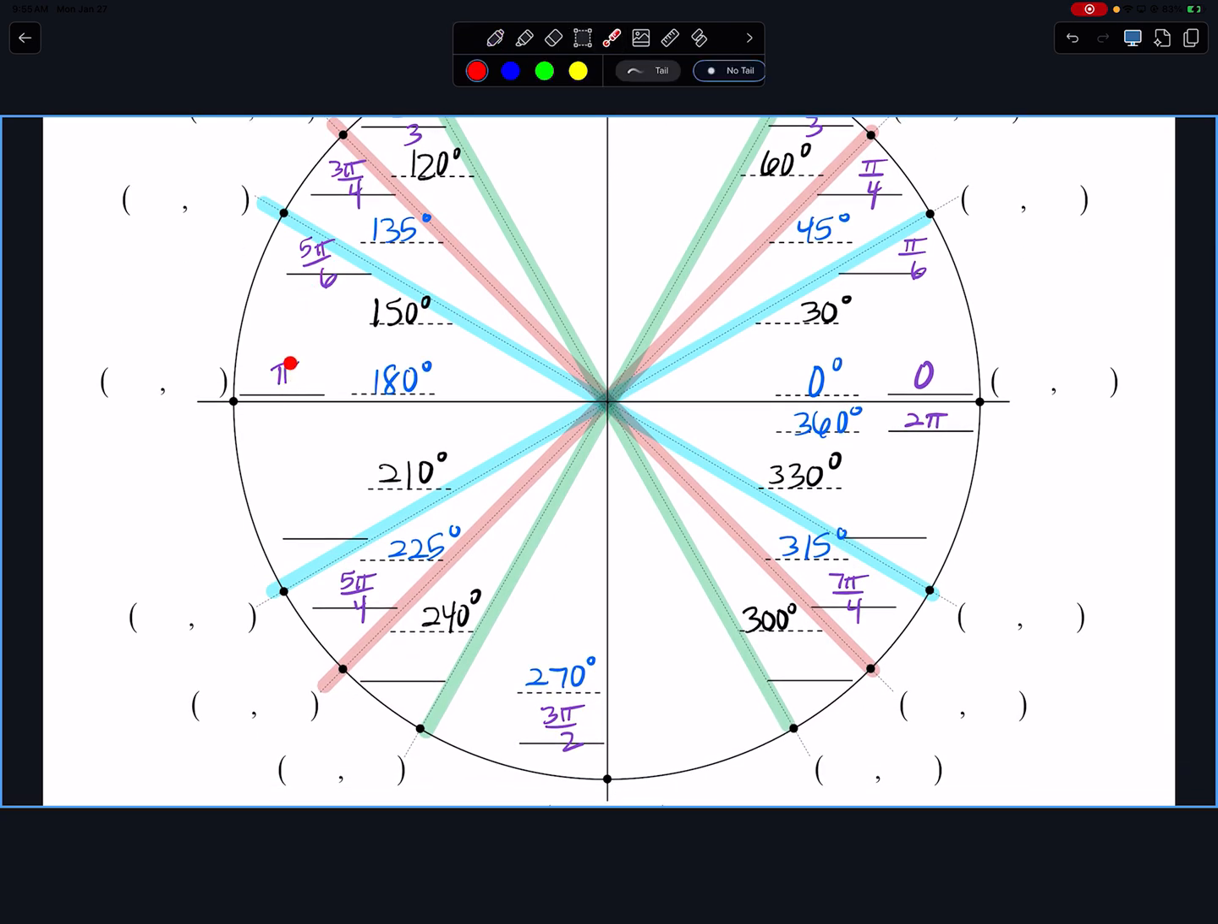Another 30 degrees, we already have that, so this is 6. Another one would give me 7. 7 plus 1 gives me 8. What's 8/6 the same as? 4/3. So 4 pi over 3. So this is 8. Another 30 degrees would give me 9, but we already have it. Another one would give me 10. 10 over 6. What's 10/6 the same as?